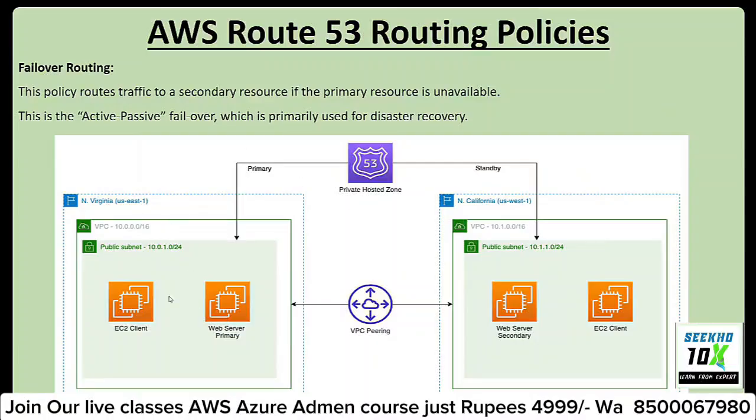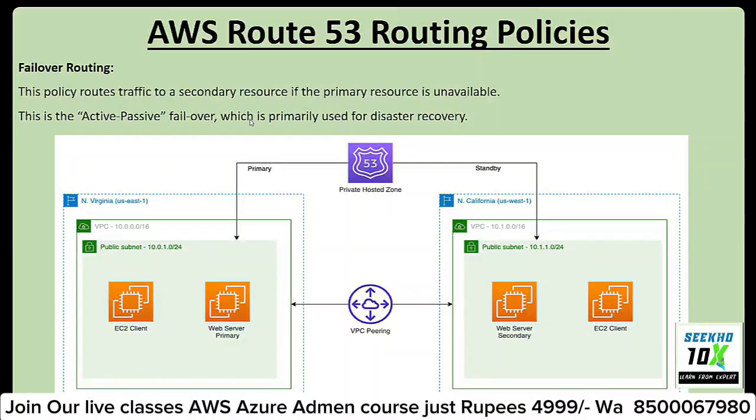the request will be sent to my primary server. And in case the server goes down due to maintenance or anything, then automatically the traffic will be routed to my secondary server. Now the secondary server will automatically be shifted to primary, and this one will be shifted to secondary. AWS itself does it automatically. That is called failover routing.